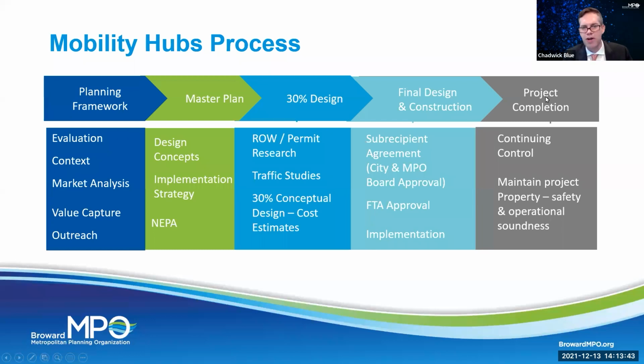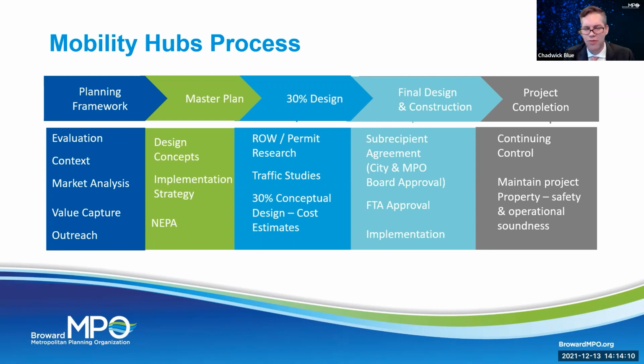And so within 30% design, that includes right-of-way permit research, any traffic studies you may need, warrant studies, and then typically that generates 30% conceptual designs along with cost estimates. From there, you move into your final design and construction. So this includes, at this point, you'll have to enter into a subrecipient agreement with the Broward MPO.